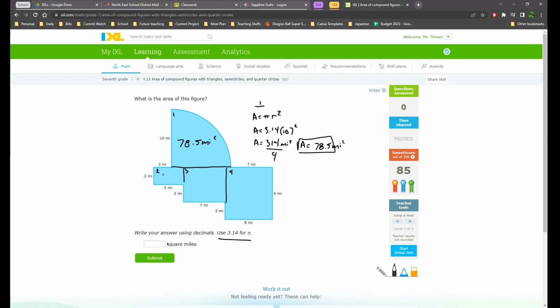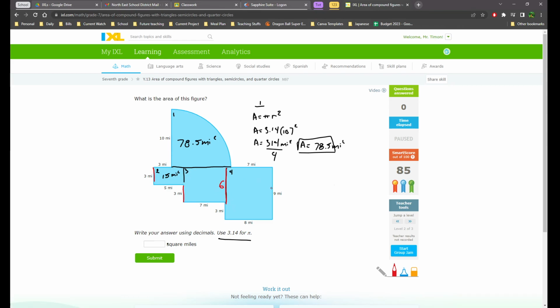Now, this second box, pretty easy. It's just a rectangle, length times width, 3 times 5, 15 miles squared. This one is probably the most complicated, but I can look at this and say I need this red line here, okay? So I can look over here and say that, well, this line plus this line is going to equal that line. So 3 plus 3, I know that that side will be 6.